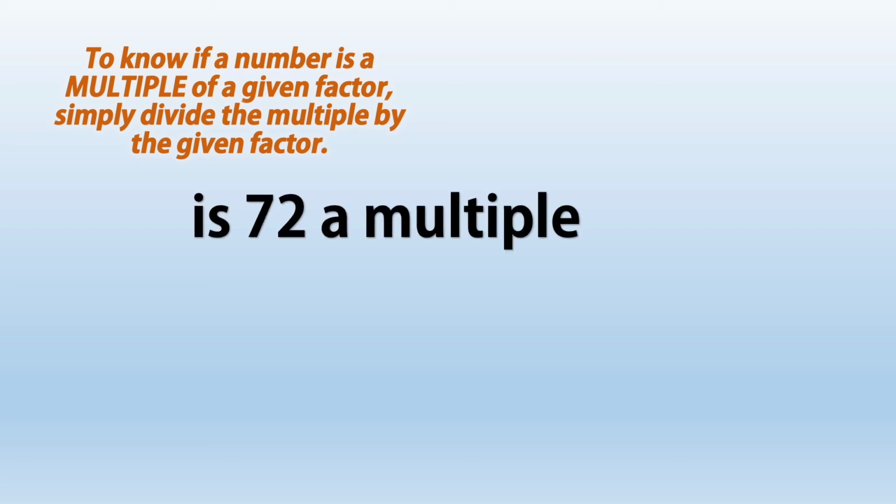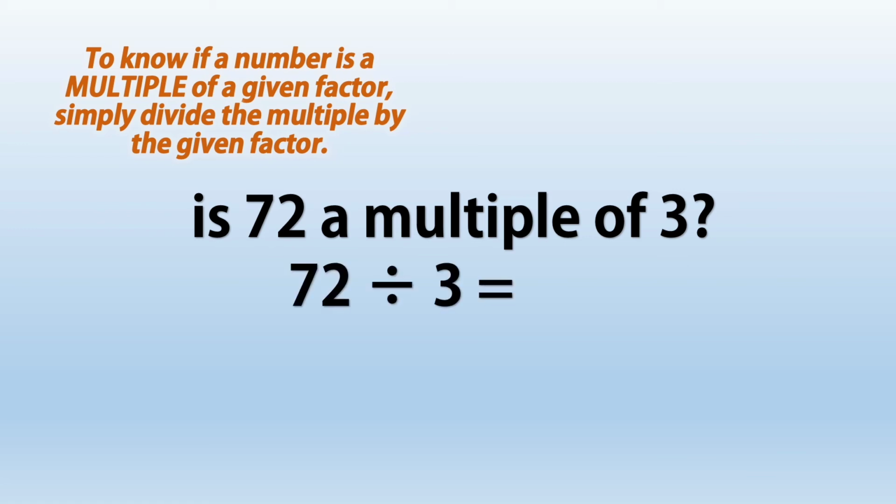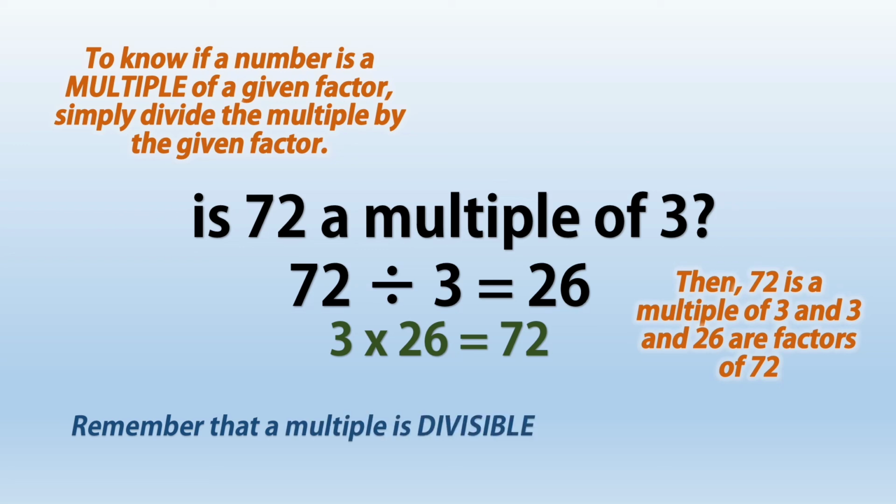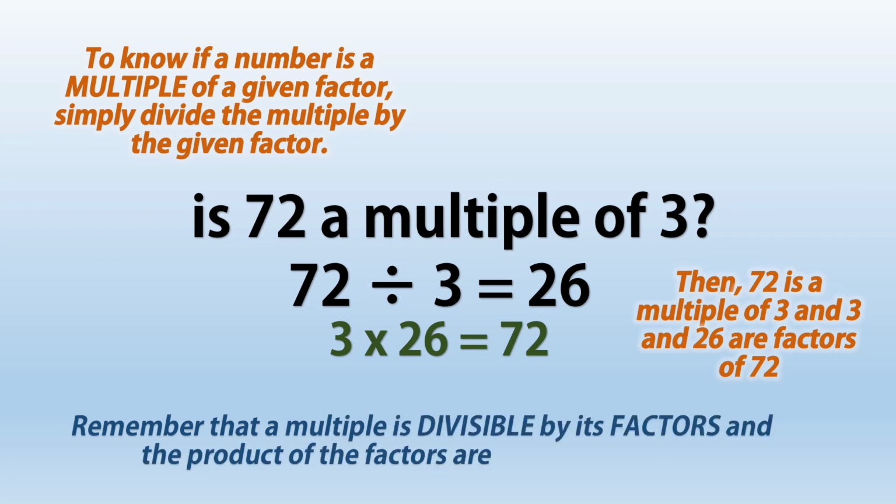Example, is 72 a multiple of 3? To know if 72 is a multiple of 3, just simply divide 72 by 3. 72 divided by 3 is equal to 24. There is no remainder, thus 72 is a multiple of 3. 3 times 24 is equal to 72. Then, 72 is a multiple of 3, and 3 and 24 are factors of 72. Remember that a multiple is divisible by its factors and the product of the factors is called a multiple.